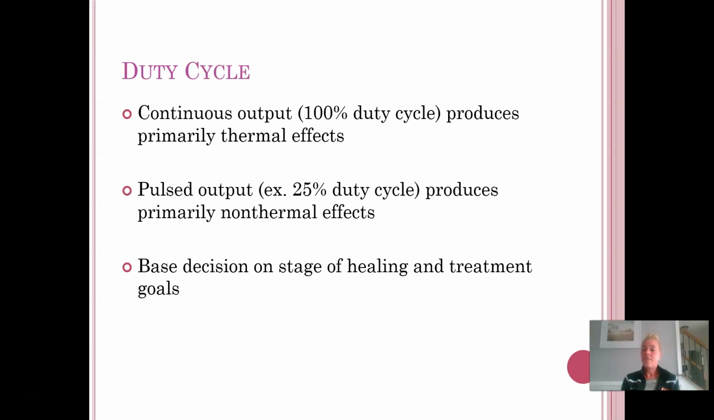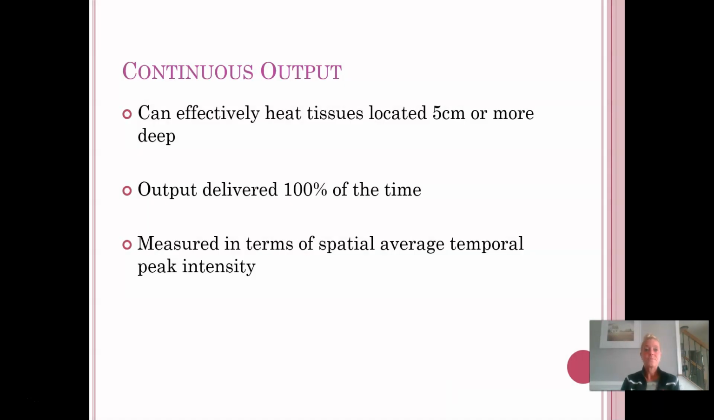As I mentioned earlier, there are some mechanical effects of ultrasound, or some non-thermal effects of ultrasound, that we may still use. Say the person has an acute injury and we don't want to heat the area, but we do want some ultrasound properties for tissue healing and things like that, then we may choose a pulsed output. So the example is 25% duty cycle. Some machines go down as low as 10% duty cycle. Those are going to produce non-thermal effects. Again, this is going to be based on the stage of healing and our treatment goals for the patient.